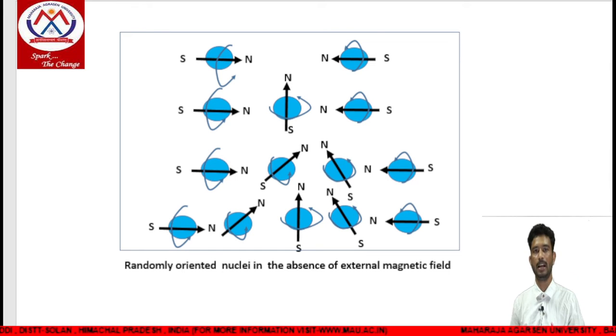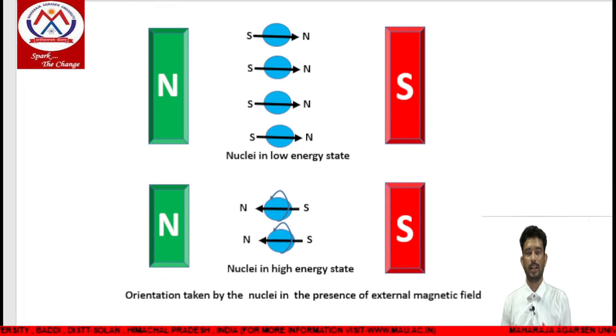Now if we have no external magnetic field, these nuclei are randomly oriented, meaning they may be oriented in any direction unless we apply some external magnetic field. Now what happens if we apply some external magnetic field? Definitely our external magnetic field also has magnetic dipoles, meaning north to south or south to north.